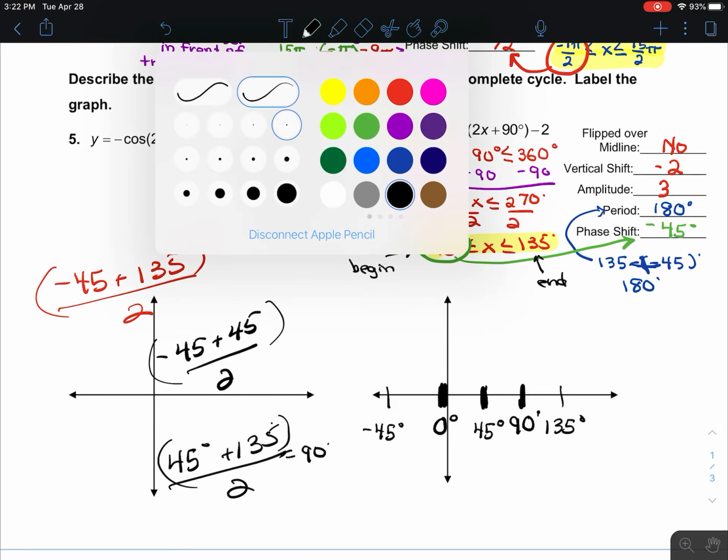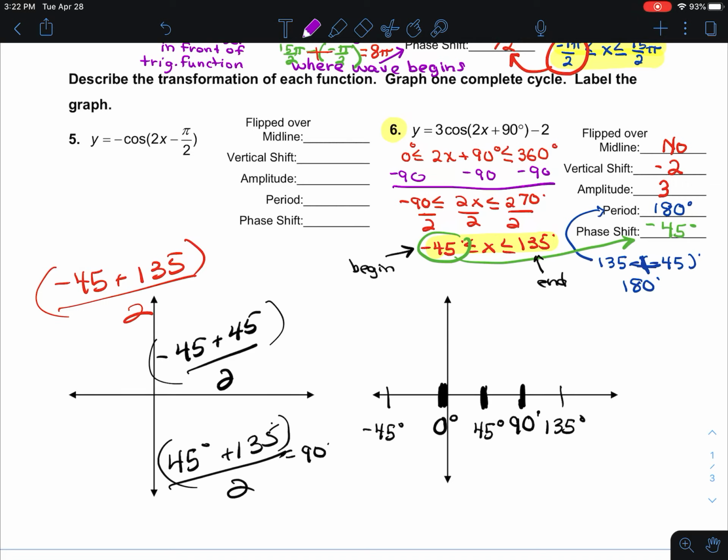Past that, the rest of this should be pretty easy. You want to look at where you're saying your midline is. That's vertical shift. That's at -2. Okay, so I'm going to put that dotted midline there.